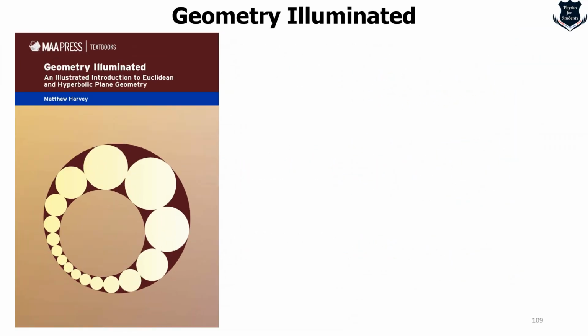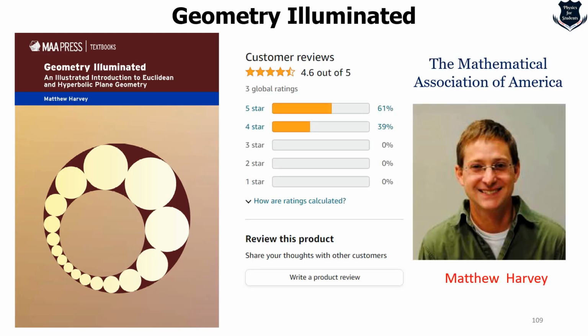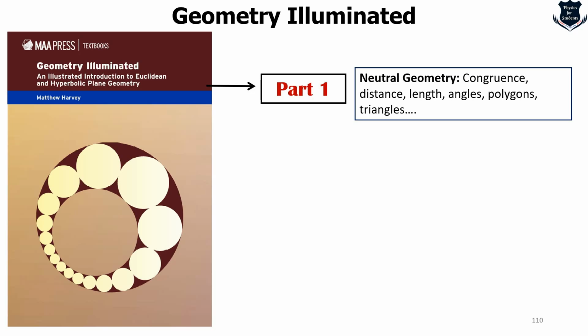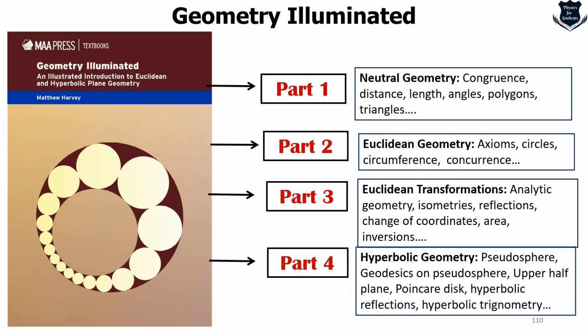The next book that I would recommend is Geometry Illuminated. This is also a textbook which gives you a very good understanding, from the Mathematical Association of America, written by Matthew Harvey. This book is organized as part 1 neutral geometry, part 2 Euclidean, part 3 Euclidean transformation, because that is when the transformation from the basic flat geometry to non-Euclidean geometry starts. And this book specializes a lot in hyperbolic geometry.